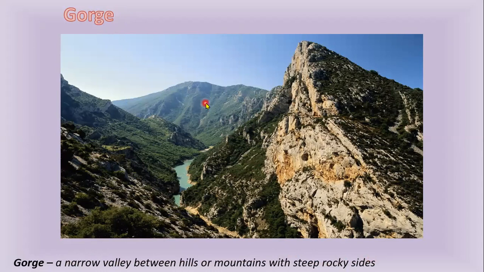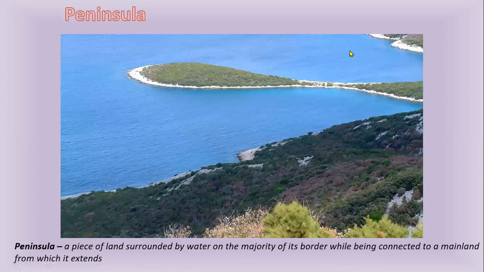So a gorge is also like a canyon, a valley, but the difference is that a gorge is between hills or mountains, while a canyon has just steep rocky sides. Yeah, so this is a gorge. Now the next word is peninsula. Maybe you don't know what a peninsula is, but I think you've heard the word island.